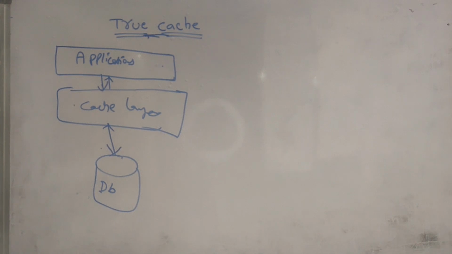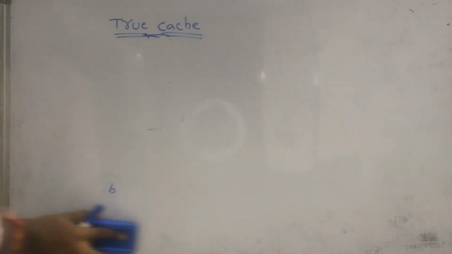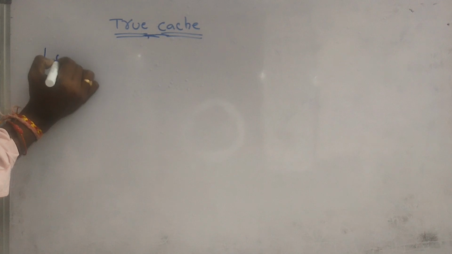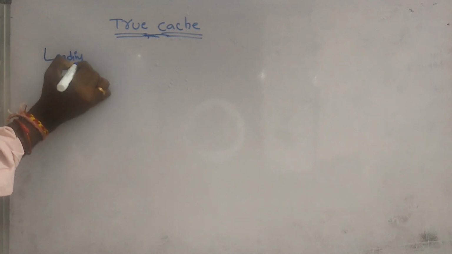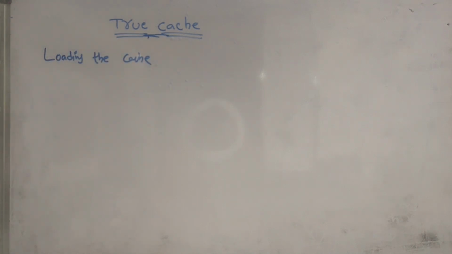So what are the problems with conventional cache? Now you understand what a cache layer is and how a cache layer improves performance. So now let's discuss the problems with conventional caches. The developers are responsible for loading the cache. Whenever we start the application, the developers are responsible for loading the cache during application start.